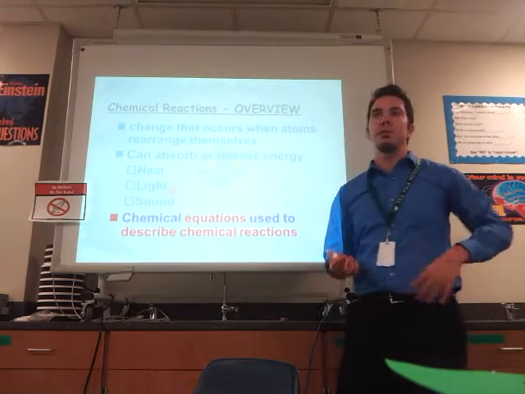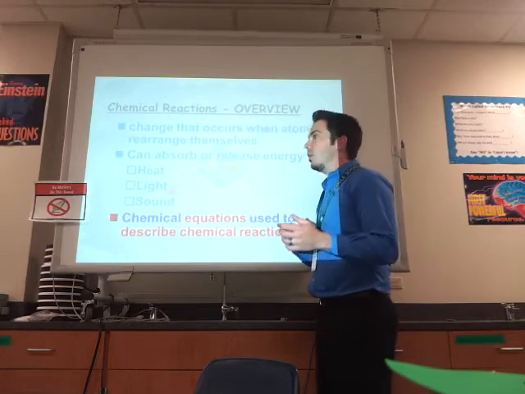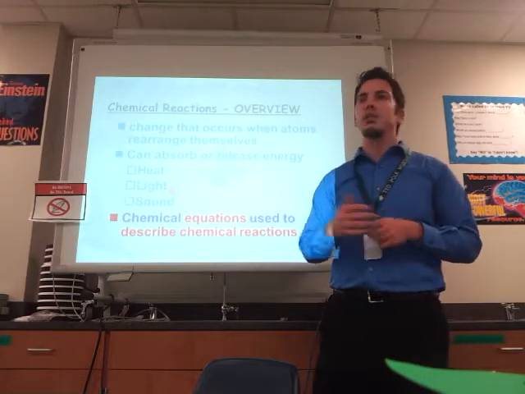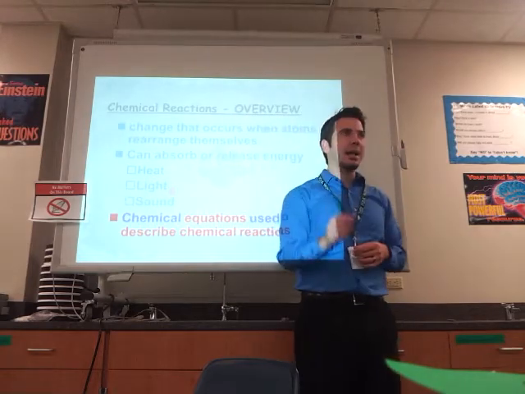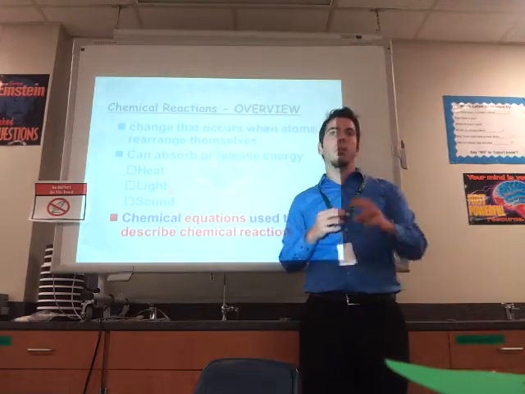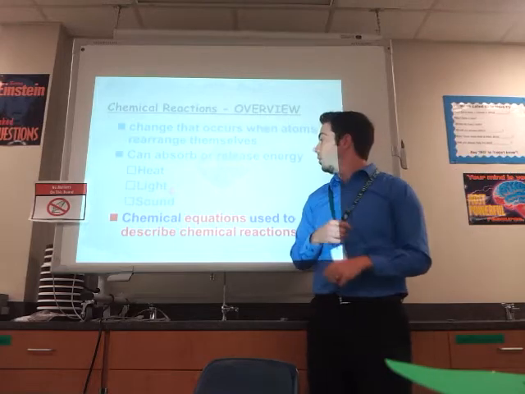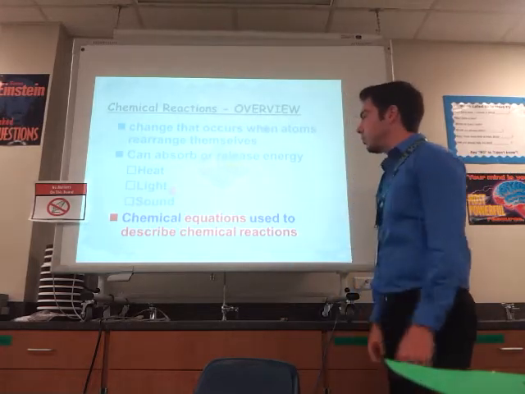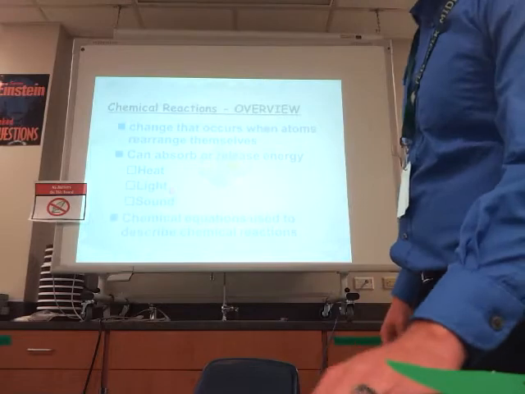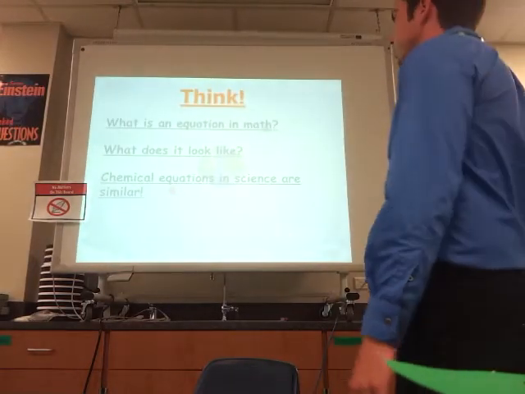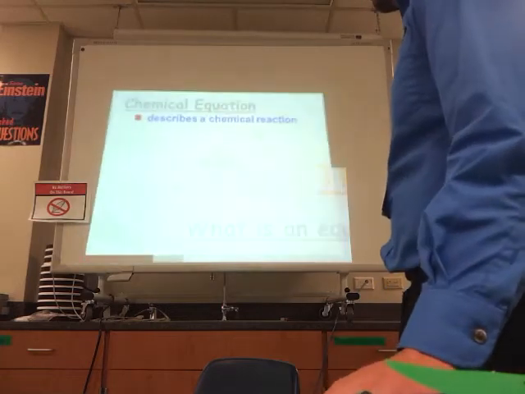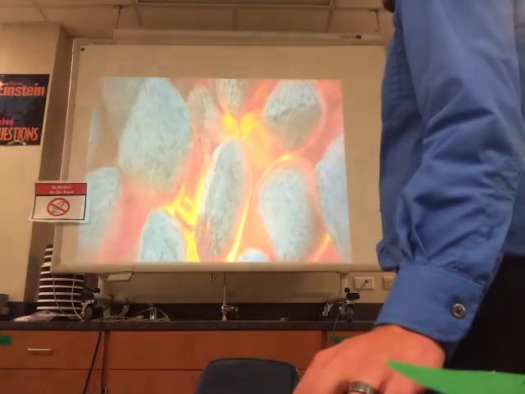So for example, when you combine vinegar and baking soda, there's an equation that goes along with that reaction that shows you vinegar and baking soda combine and they react to make other products. One of the products is carbon dioxide. So chemical equations are used to describe what goes on in a chemical reaction. Chemical equations describe a reaction.